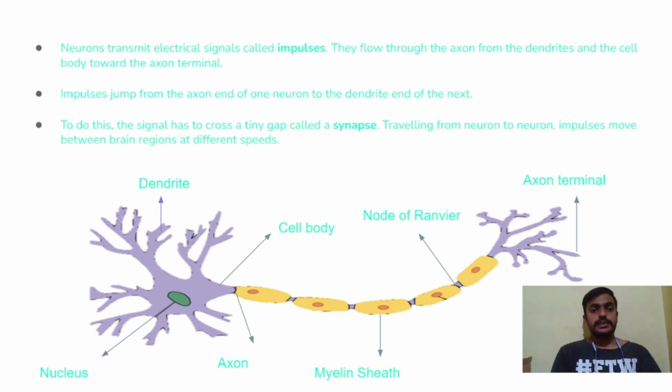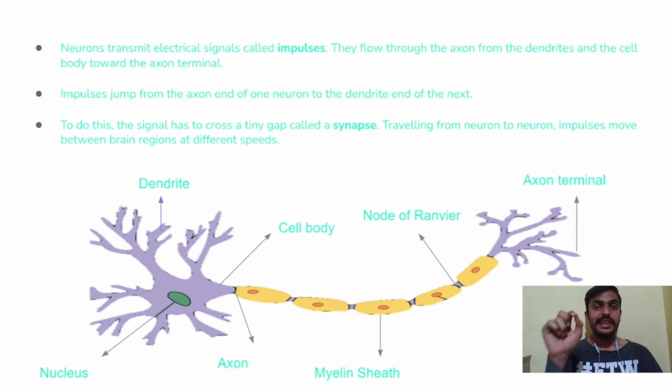To do this, the signal has to cross a tiny gap called a synapse. Traveling from neuron to neuron, impulses move between brain regions at different speeds. So, a synapse means a tiny gap present between two neurons.